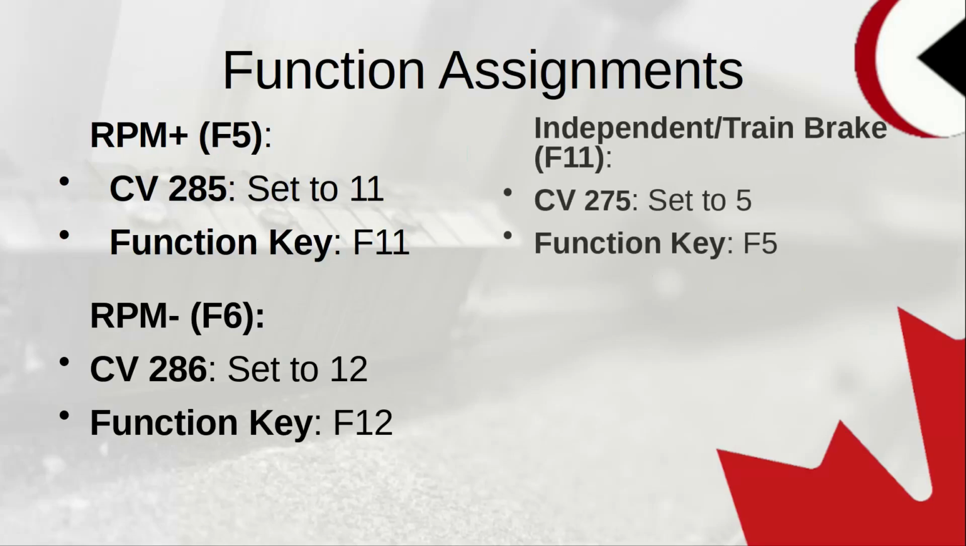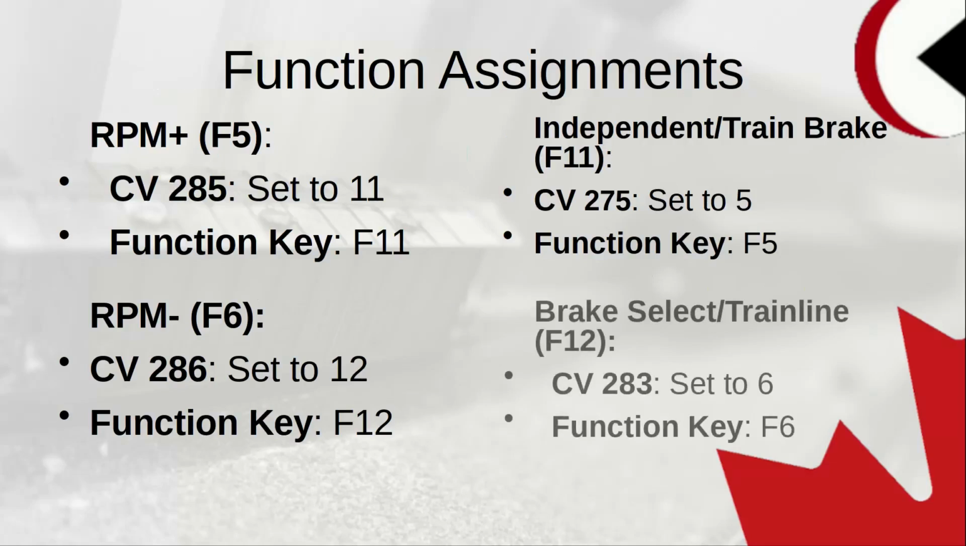Meanwhile, function 11 for the independent train brake using CV275 was set to 5 or F5. And function 12 for the brake select train line charge using CV283 was set to 6 or function 6.